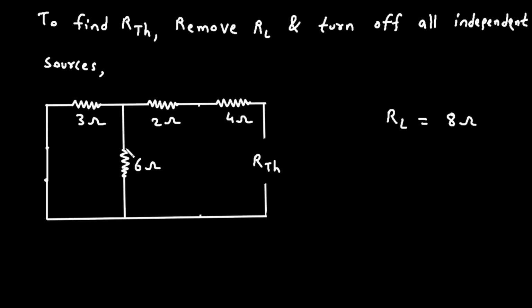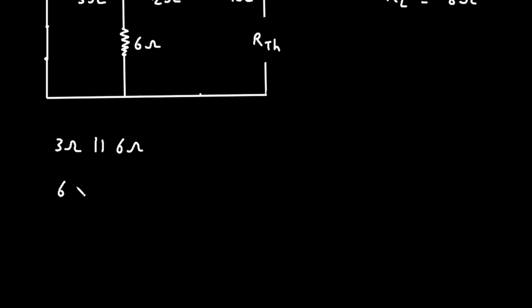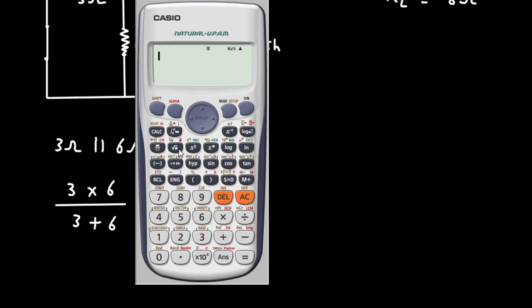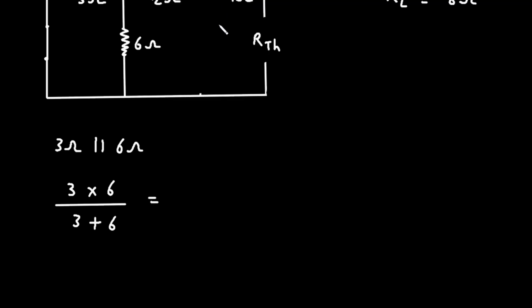Here we can see 3 ohm and 6 ohm are connected in parallel. So 3 ohm parallel with 6 ohm. This will be 3 into 6 divided by 3 plus 6. So it is equal to 3 into 6 divided by 3 plus 6. It is 2. So this is 2 ohm.